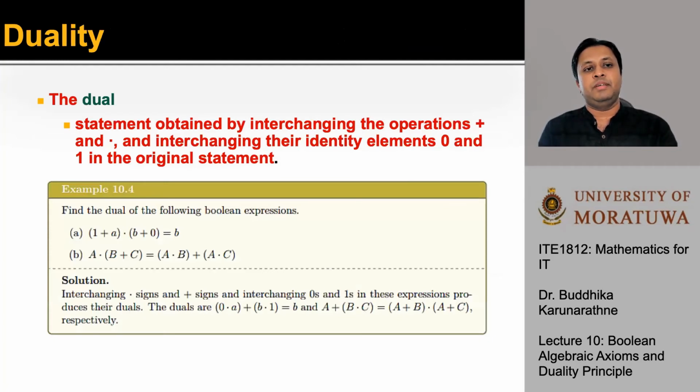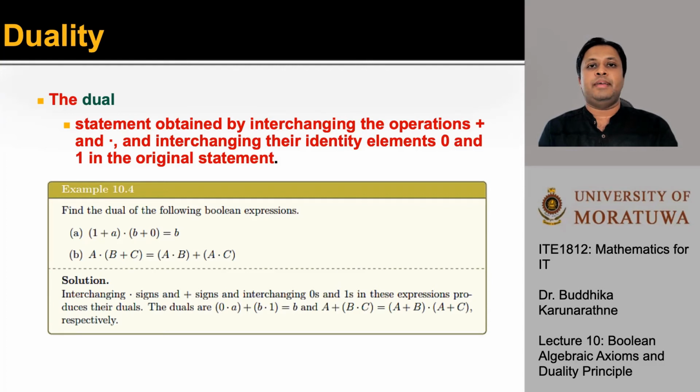Now, for Boolean algebra, we introduce duality. How do we arrive at the duality for Boolean algebra? If you have a statement, you can arrive at the dual of that statement by interchanging the operations plus and dot, and by interchanging their identity elements 0 and 1 in the original statement. So when you have an original statement, you interchange plus with dot, and 0 with 1, 1 with 0, and so on. Let's look at an example. In this example 10.4, you are given two Boolean expressions and you are required to find the dual.